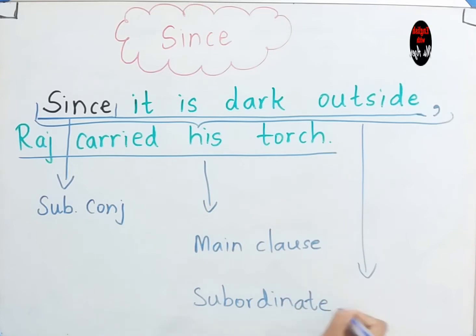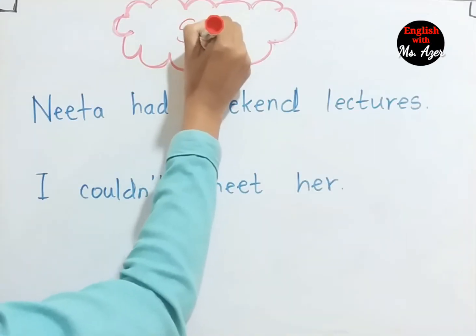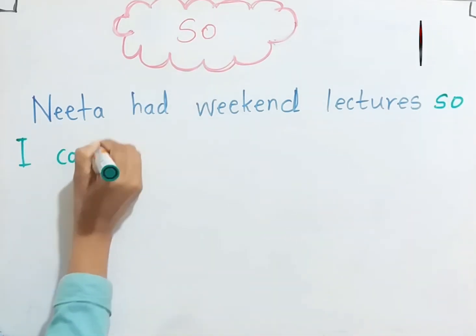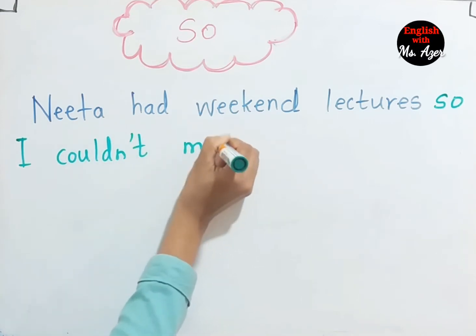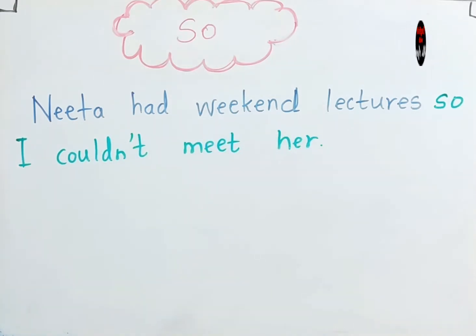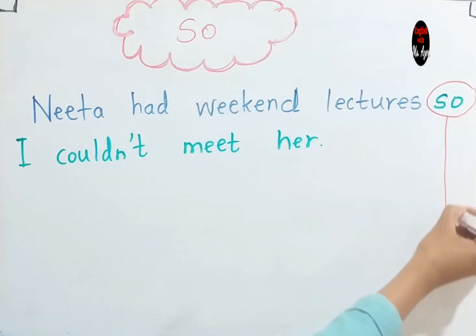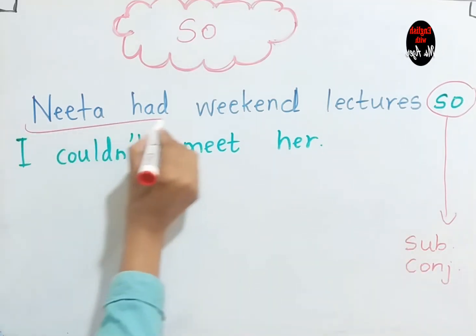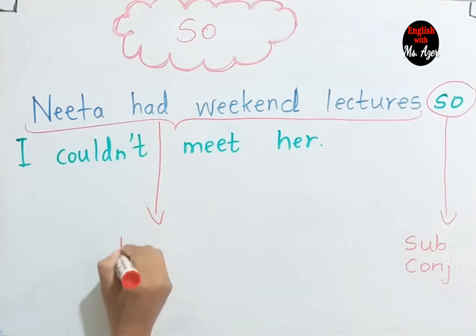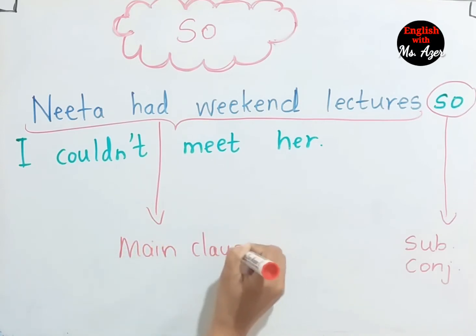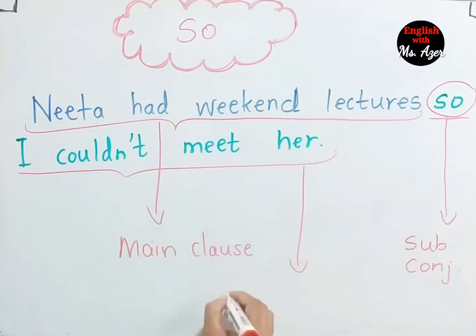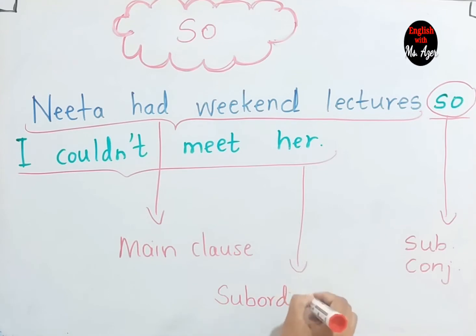Moving on to the next example. Neeta had weekend lectures. I couldn't meet her. We can reason out, she had weekend lectures, so I couldn't meet her. In this sentence, so is used as the subordinating conjunction. Neeta had weekend lectures remains the main clause. When I couldn't meet her is written along with the subordinating conjunction so, it is known as a subordinate clause, or we may say the dependent clause.